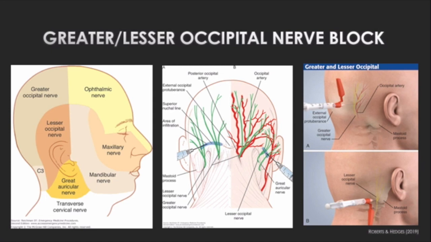If you can't find the pulse for any reason, what you can do is divide the line from here, from your occipital protuberance and your mastoid process, into thirds and infiltrate the middle third with about 5 to 8 cc's, and that should actually block both nerves.